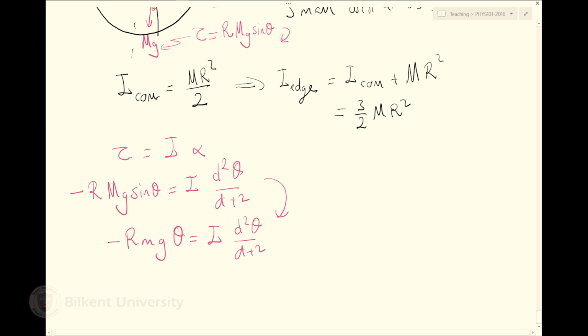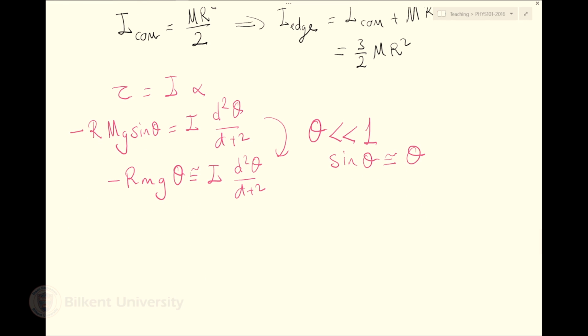It only works within the harmonic approximation if, in radians, theta is much less than 1. Okay, if theta is much less than 1, sine theta is equal to theta. So this differential equation is approximately true. But in practice, we've already talked last time that it works really well.